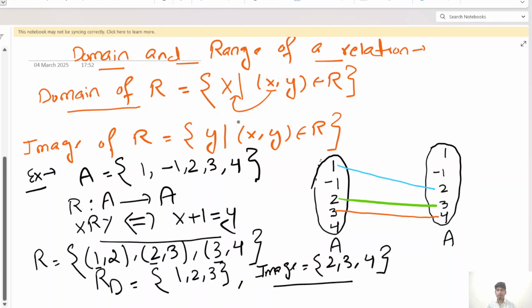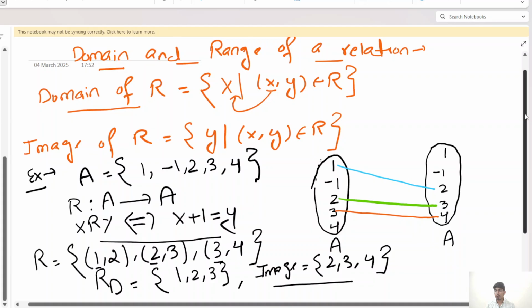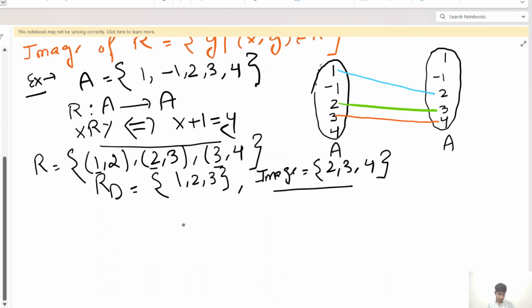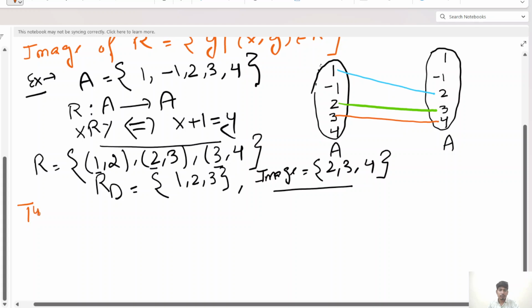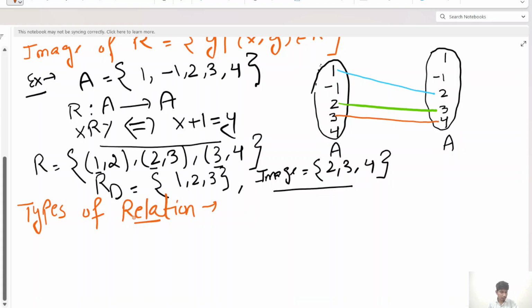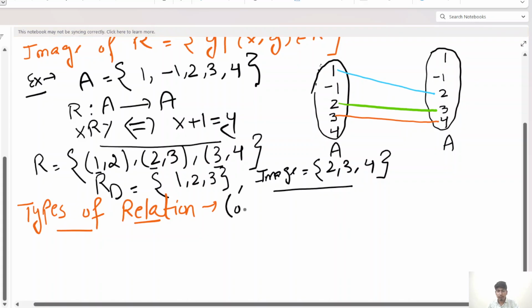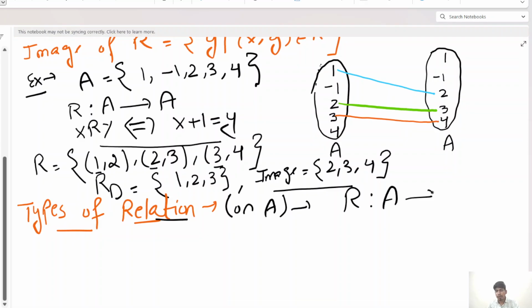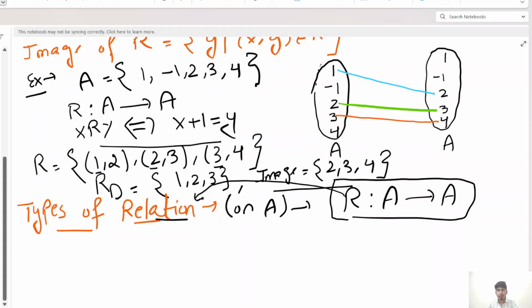Now I describe the types of relation. An important thing is that these are relations on A, that is, from A to A. Only these types of relations are discussed here.